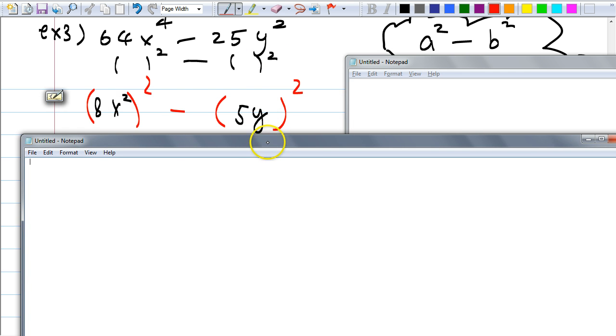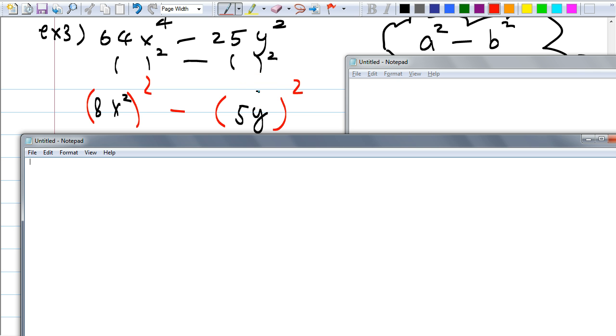Would you agree that it's this pattern, 8x squared whole thing squared minus 5y whole thing squared? Do you think it's a good idea to put this into this form to see what my A and B's are? Yeah, I think this is a great idea. You should always put these parentheses. You should always try to figure out what A and B are by plugging into this form. Then you can see your A and B really easily.